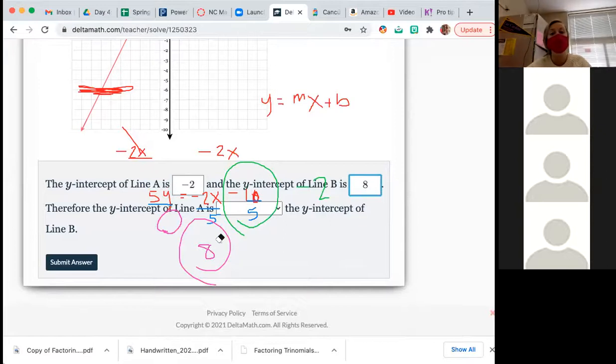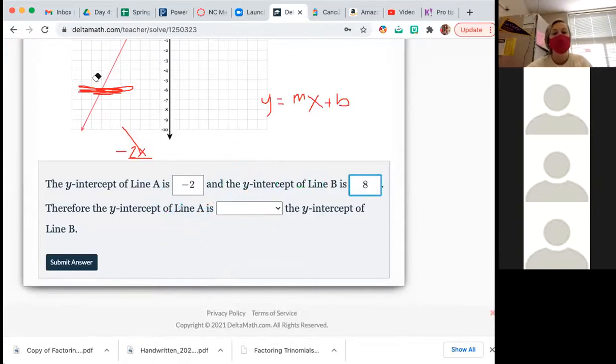All right, so therefore, I'm going to erase this so y'all can see what I'm doing. Therefore, A is what? Is -2 less than, greater than, or equal to 8? Less than. That's all you had to do. Does that help those of us that needed to see that one?